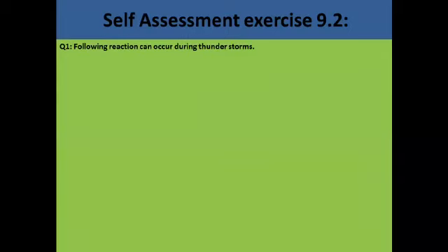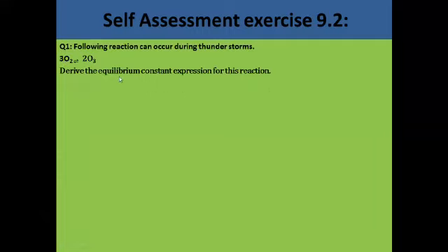Question number 1. The following reaction can occur during thunderstorms. 3 moles of oxygen molecules react together to form 2 moles of ozone molecules. O3 is the formula of ozone. How is ozone formed? Ozone is formed from oxygen molecules. 3 moles of oxygen will give 2 moles of ozone. Derive the equilibrium constant expression for this reaction.